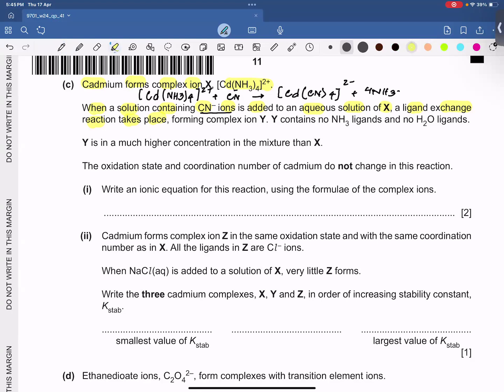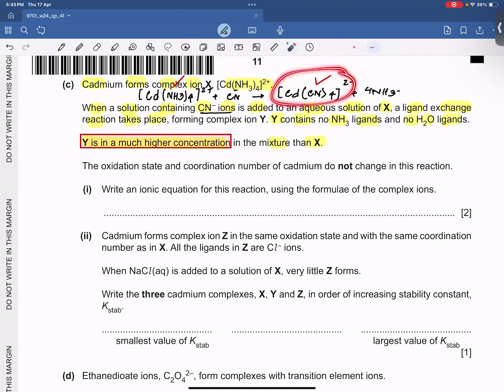Okay. Now, the examiner is saying when Y contains no ammonia ligand and no water ligand, Y is at a much higher concentration in the mixture than X. What does it mean? It means that complexes formed through cyanide are more stable than the complexes formed through ammonia, which is why this complex has a higher concentration than this one, because equilibrium favors the right hand side as the stability constant of this complex is greater than this one, right?